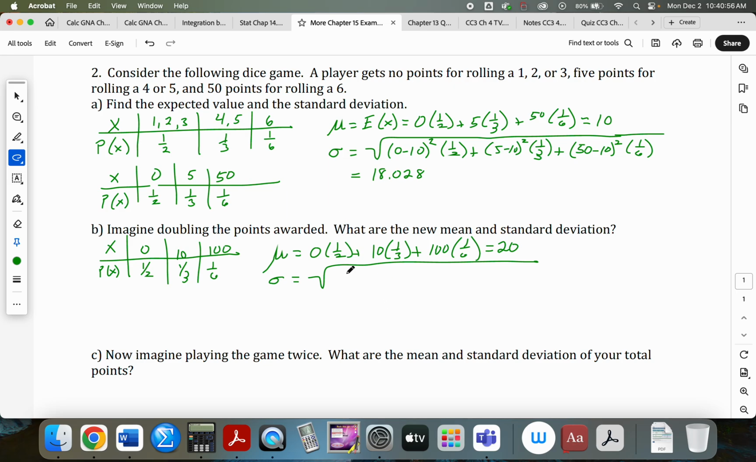Is going to be 0 minus 20 squared times 1/2, plus 10 minus 20 squared times 1/3, plus 100 minus 20 squared times 1/6.